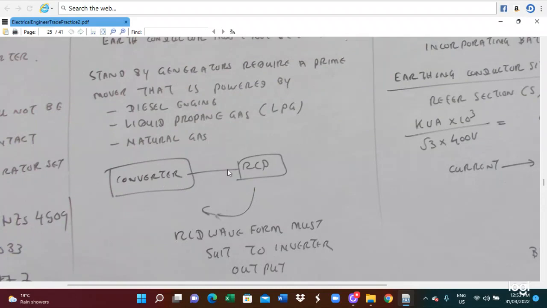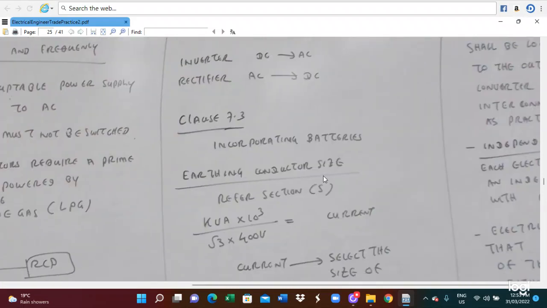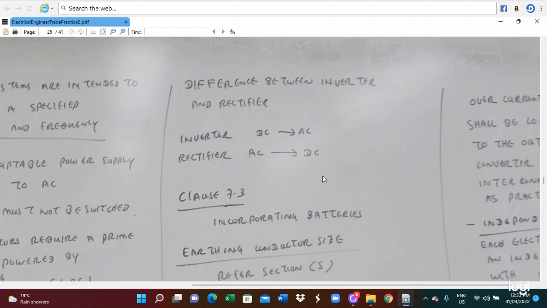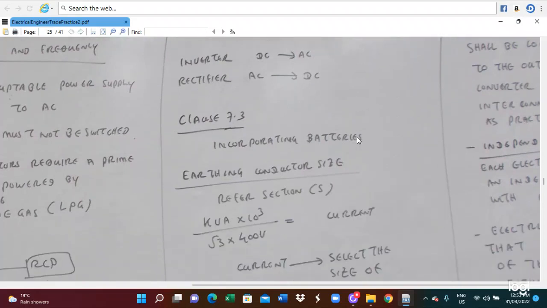So for the converter with RCD connected, the RCD waveform must suit the inverter output. This is also an important aspect. There is also a difference between the inverter and the rectifier. The inverter function is converting DC to AC, while the rectifier converts AC to DC. Then clause 7.3.4 follows, incorporating the battery system.